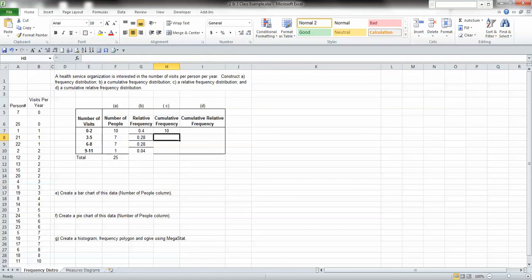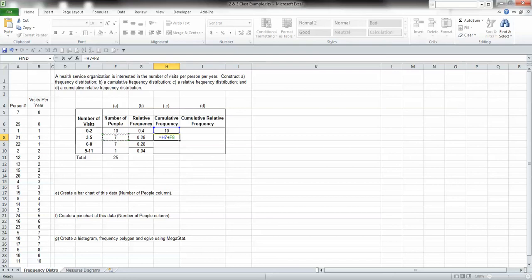But now, when we go to the second row, we want to know how many people total had visits from 0 to 5 visits. Instead of just 0 to 2 or 3 to 5, we want to accumulate these two groupings. So what we would do is we would now take the 10 from above, and then we would add to it the current column.